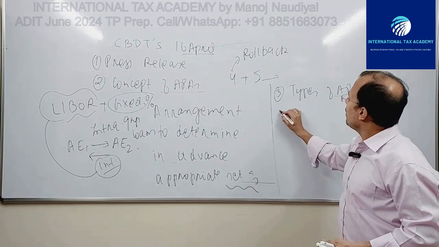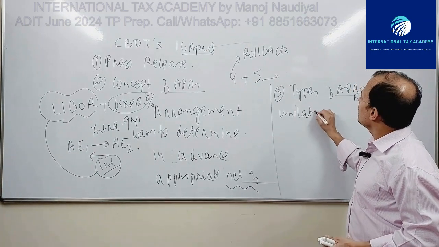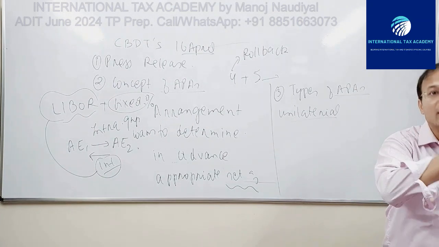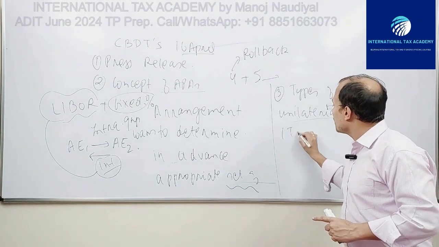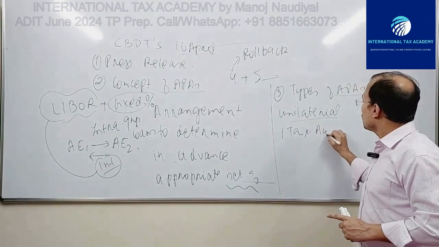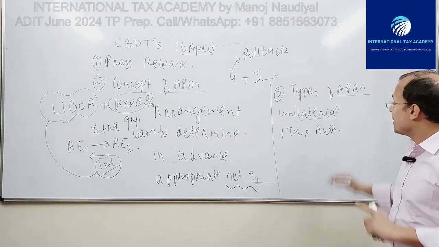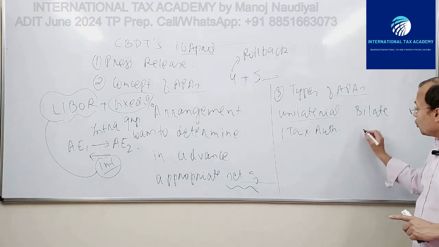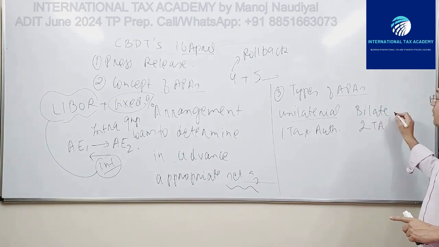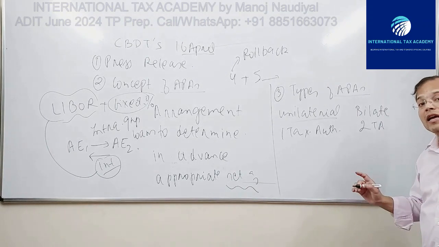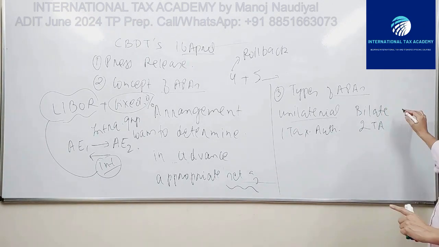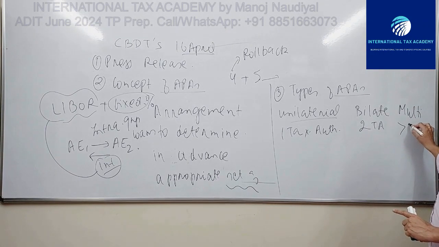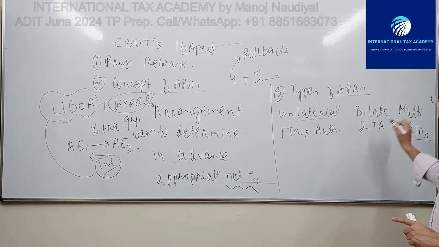So you have unilateral APAs, in which there is only one tax authority involved. Bilateral APAs involve two tax authorities, whereas multilateral APAs involve more than two tax authorities.